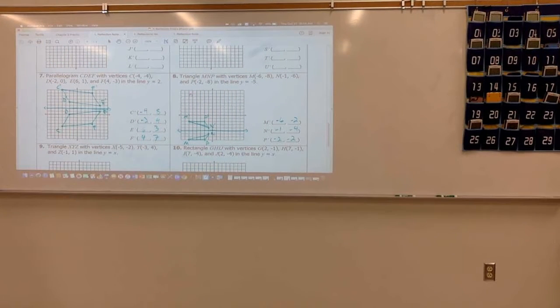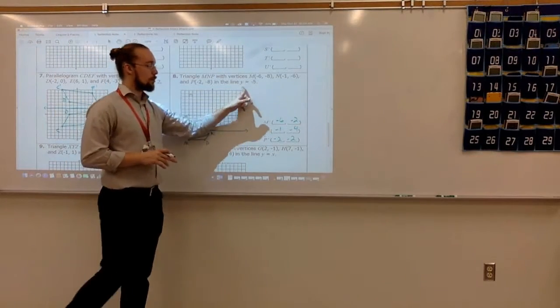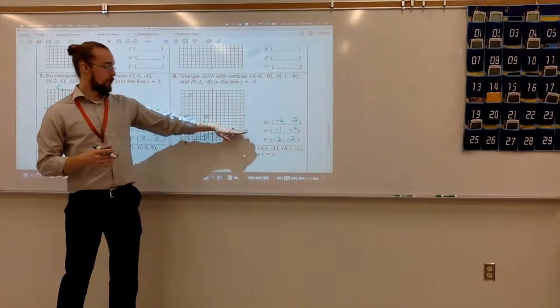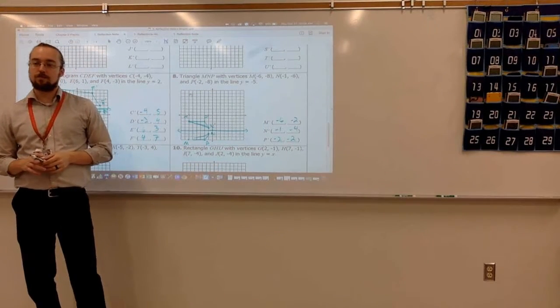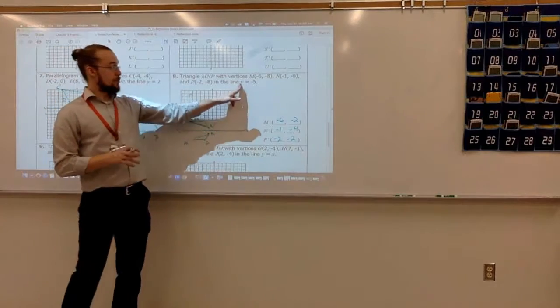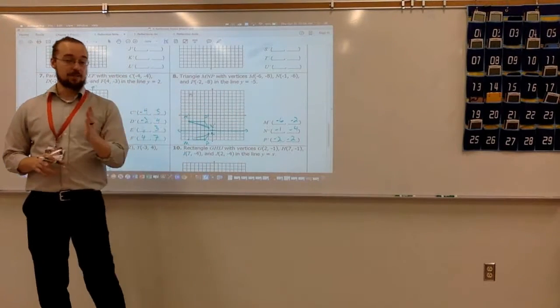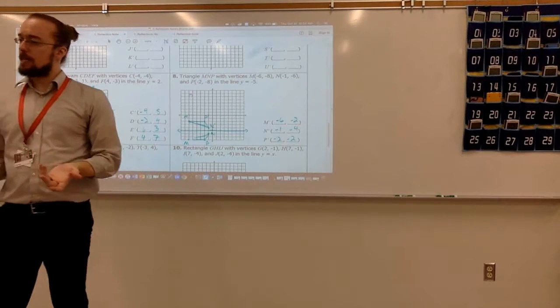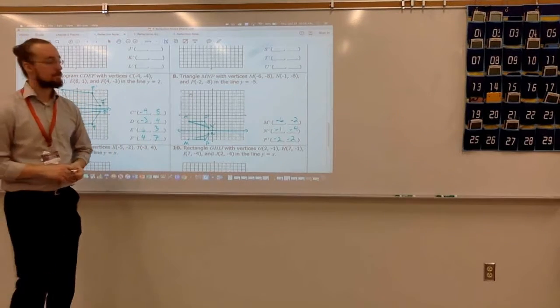Up one. Over one. Up two. Now for this one, y equals the number is on the horizontal line, so that'll be right through here. Y equals -5. So y equals is always horizontal. X equals is always vertical. And if you forget that, just type it in your decimal and see what it looks like.